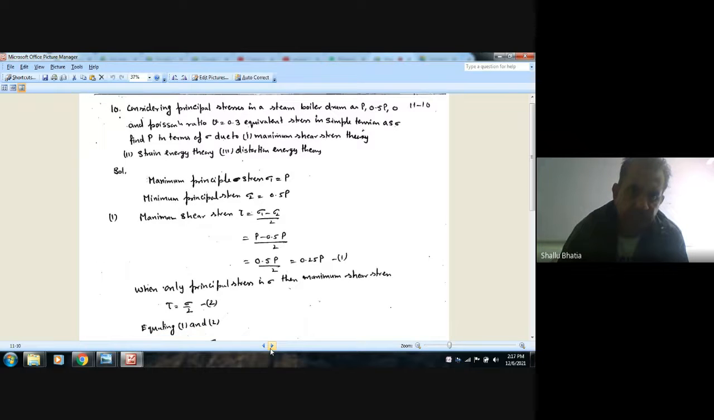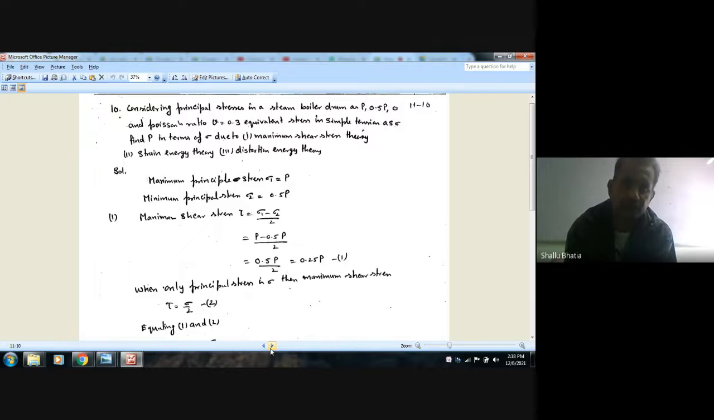Next, considering principal stresses in steam boiler drum as P and 0.5 P, and Poisson's ratio mu is equal to 0.3. The equivalent stress in simple tension as sigma. Find P in terms of sigma due to maximum shear stress theory, strain energy theory, distortion energy theory. Now the maximum principal stress is sigma 1 and minimum is sigma 2. Sigma 1 is equal to P and sigma 2 is equal to 0.5 P. So the maximum shear stress is tau is equal to sigma 1 minus sigma 2 over 2.